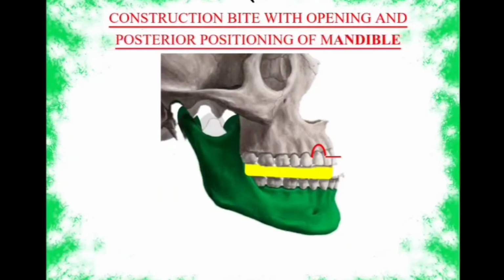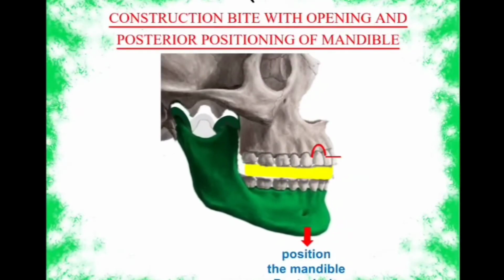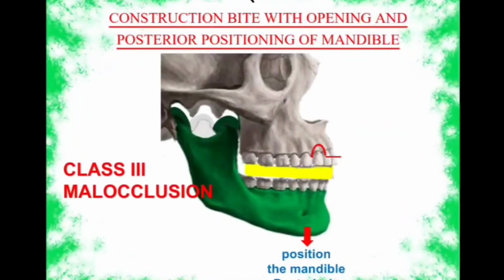And third one, construction bite with opening and posterior positioning of mandible. This is done in class 3 malocclusion cases. In such cases, as we need to bring into class 1, we need to bring the mandible back. So, during recording construction bite, we need to position the mandible posteriorly. As we all know, in class 3 malocclusion, there will be anterior crossbite. So, sufficient vertical opening should be done to correct the anterior crossbite by unlocking the existing bite.